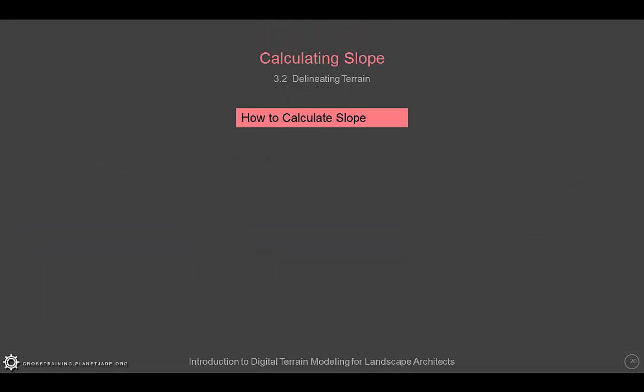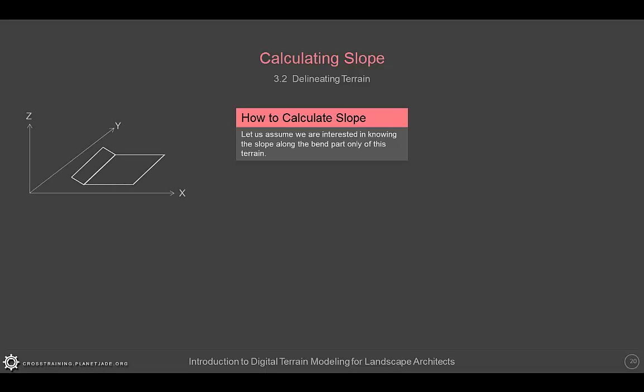Calculating slope. So how do we exactly calculate slope? Well, there is a process. It's a generic process that you can use to solve most math problems. So let's start with some assumptions here, and we're going to assume that we are interested in knowing the slope along the bend part of this terrain. Looking at our diagram from the previous example, we're only interested in this part that's bent, that's sloped upwards. We're not interested in this flat area, since we already know what the slope of that is. It's flat. There is no slope. So we're interested in this bend part only.